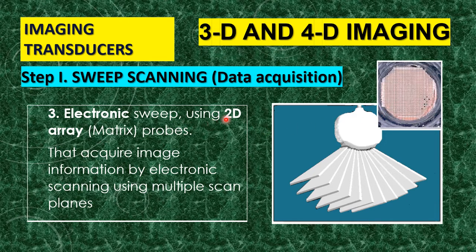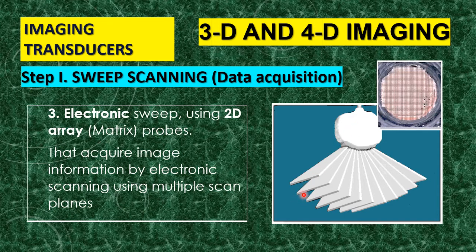This is using a 2D array. This is the one I told you about earlier when we were discussing 1D, 1.5D, or 2D. I told you that the 2D array probe is used in what? This is electronic sweeping of the 3D imaging. What happens here? Each group of these will send a scanning plane, will receive the reflections, and will send them to the receiver, and the receiver will send it to the scan converter and will build the image.